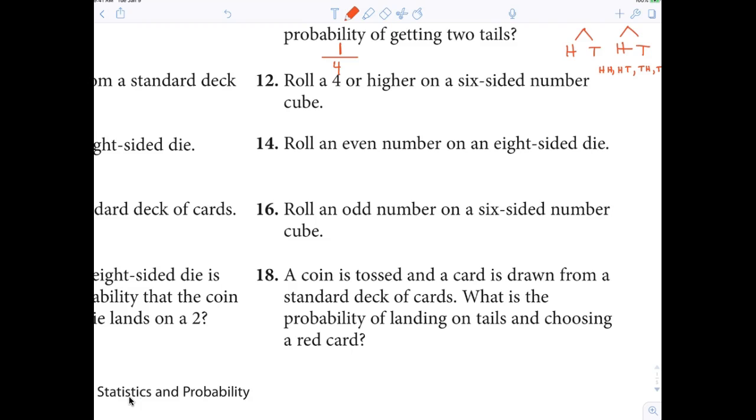Four? Tell me again. I want your explanation. I'm not saying you're wrong. I want to hear your thoughts, buddy. So what's the probability to roll a 4 or higher? Give me the numbers that are 4 or higher.